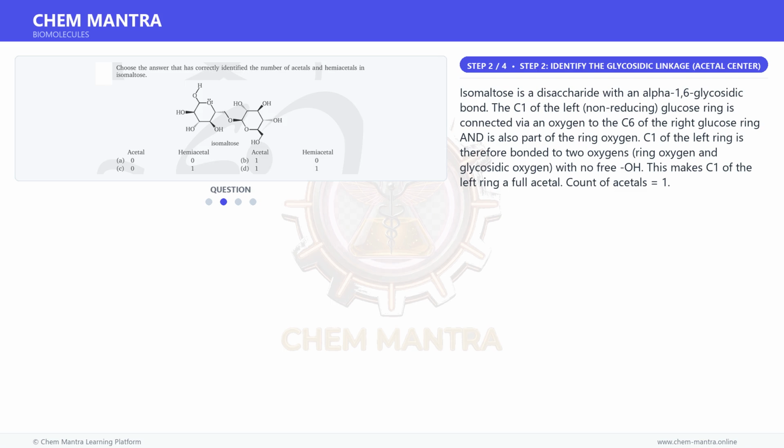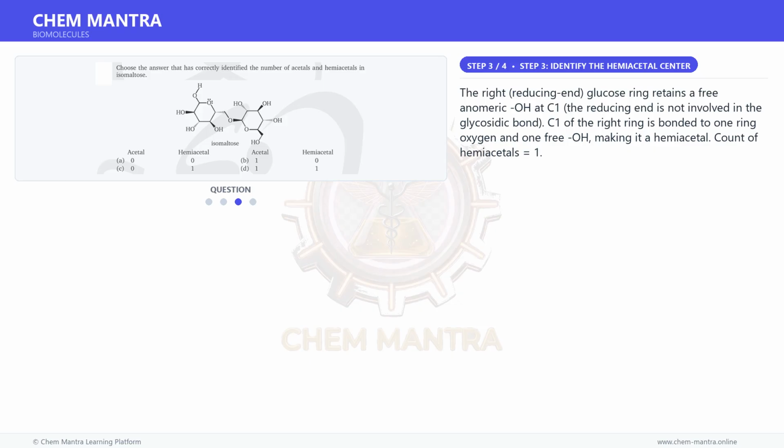Moving on to the next step. Isomaltose is a disaccharide with an alpha 1,6 glycosidic bond. The C1 of the left, non-reducing, glucose ring is connected via an oxygen to the C6 of the right glucose ring and is also part of the ring oxygen. C1 of the left ring is therefore bonded to two oxygens, ring oxygen and glycosidic oxygen, with no free OH. This makes C1 of the left ring a full acetal. Count of acetals is equal to 1.